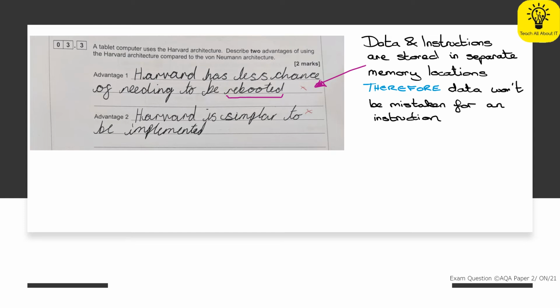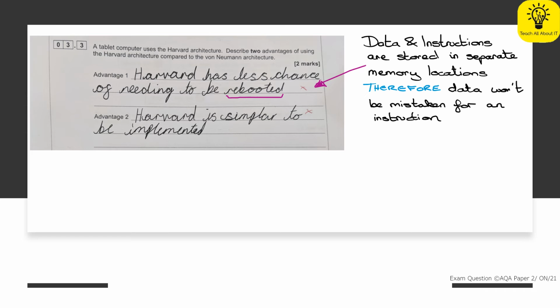So in this case, we need to state what it is that the Harvard architecture does, and then we need to extend our answer with a therefore or a because or a for example, and then explain a little further. So even though this is only 2 marks, at A level we're looking for the application of knowledge. Okay, now the second one, it being simpler to be implemented is incorrect because you're actually using more components.